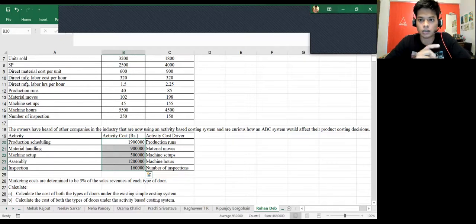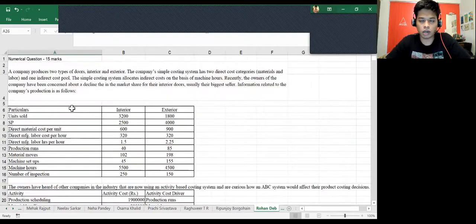So there are two methods. One is a simple traditional costing method in which this is allocated on the basis of machine hours. And then there's an ABC costing method, which is based on activity cost drivers. There's also a marketing cost of 3% of sales revenue for each type of door. Got it? So now let's try and figure out how to calculate this and how to go about it.